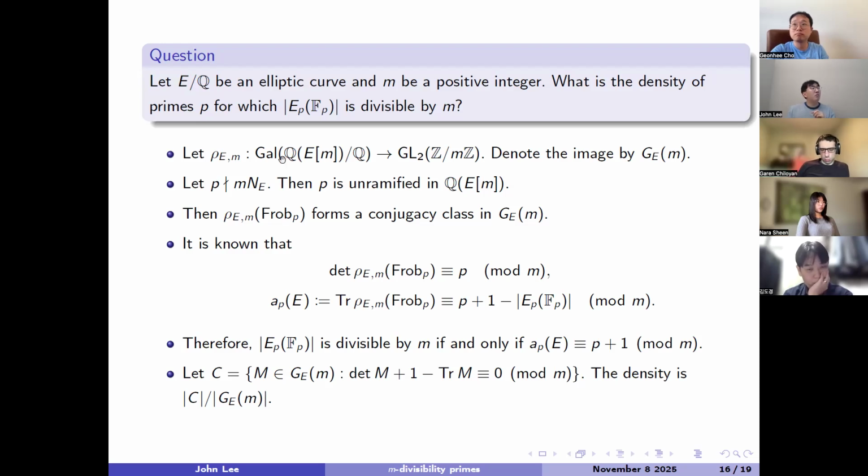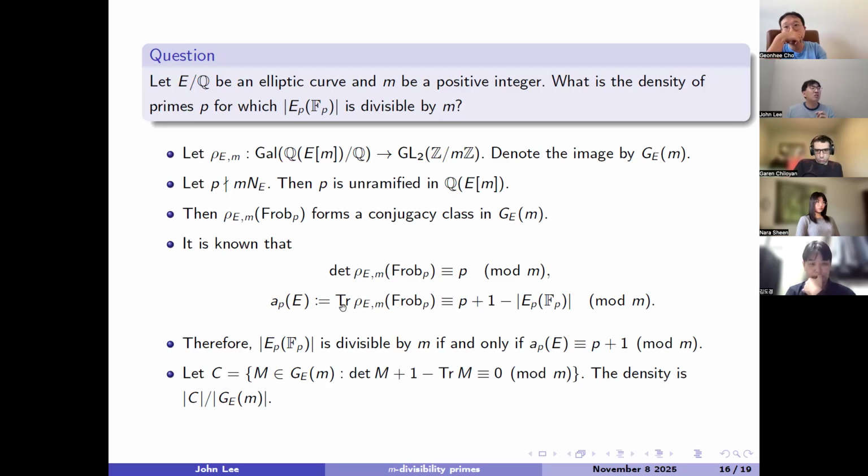Frob_p forms a conjugacy class here. Because this is an injective map, we can consider G_m as a subgroup of here, which is isomorphic to this one. So rho and Frob_p will form a conjugacy class in G_m, but G_m is a subgroup of GL_2, so we can define the determinant and trace, like for any matrices. A very nice property is that the determinant of rho(Frob_p) is congruent to p mod m, and the trace is congruent to p + 1 minus the size of E(F_p).